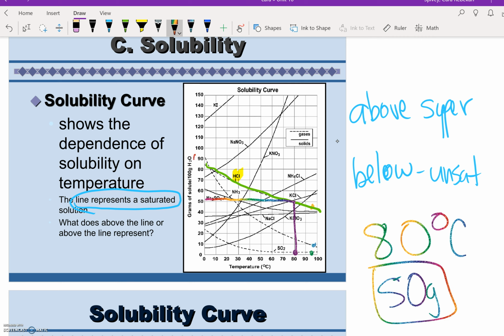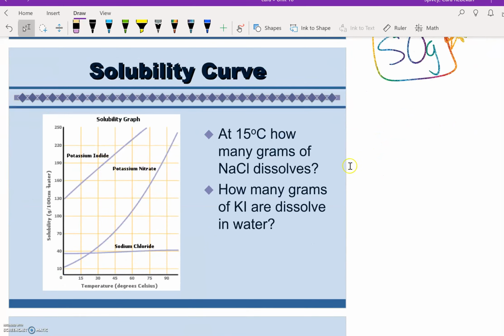Now you're going to notice that the units over here are a little complicated. It says grams of solute divided by 100 grams of water. So this is telling me that these 50 grams, I can do that in 100 grams of water. It's all based off of 100 grams of water. If I dumped 50 grams of HCl into 100 grams of water, I would have to get it up to 80 degrees before it would dissolve. So that's how you read a solubility curve.